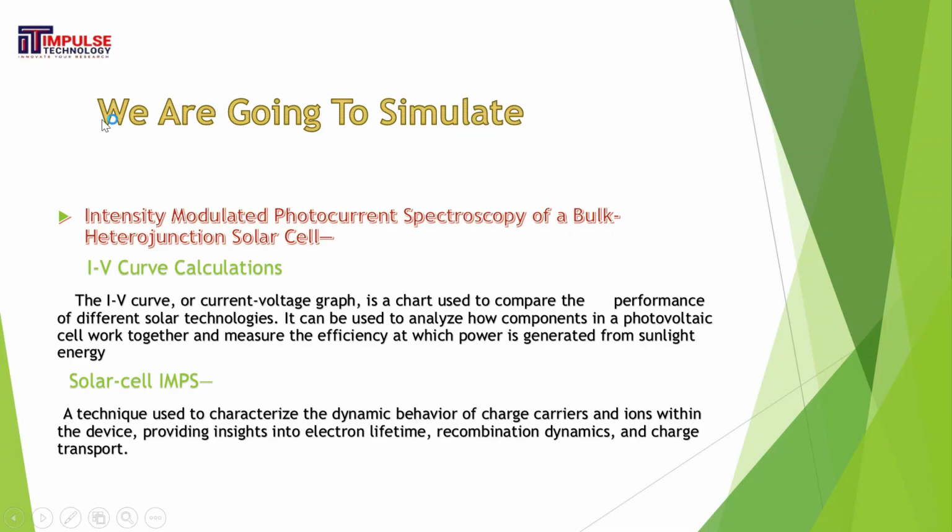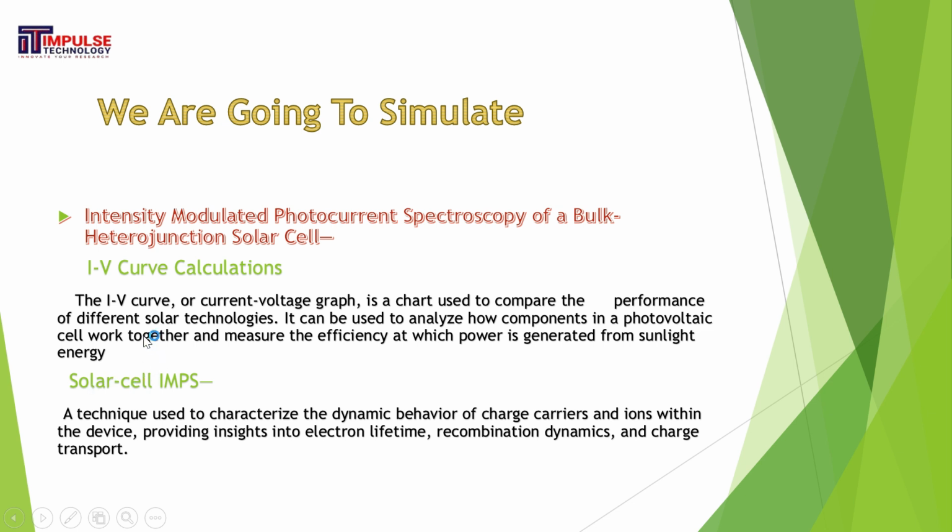You can see we are going to simulate intensity modulated photocurrent spectroscopy of bulk heterojunction solar cells. Firstly, I will show how we can calculate the IV curve, the current voltage graph. It is a chart used to compare the performance of different solar technologies. It can be used to analyze how components in a photovoltaic cell work together and measure the efficiency at which power is generated from sunlight energy.